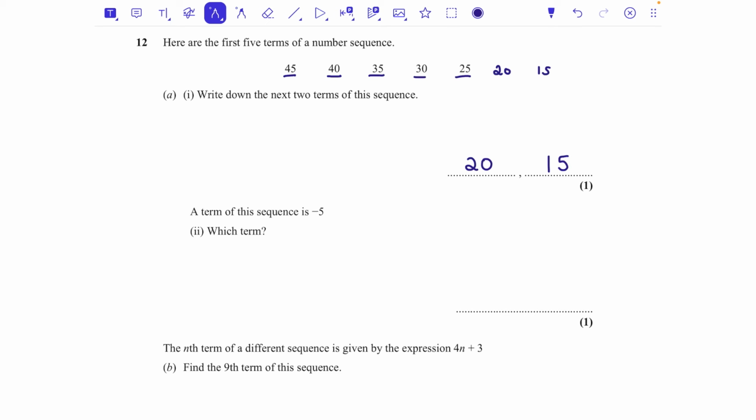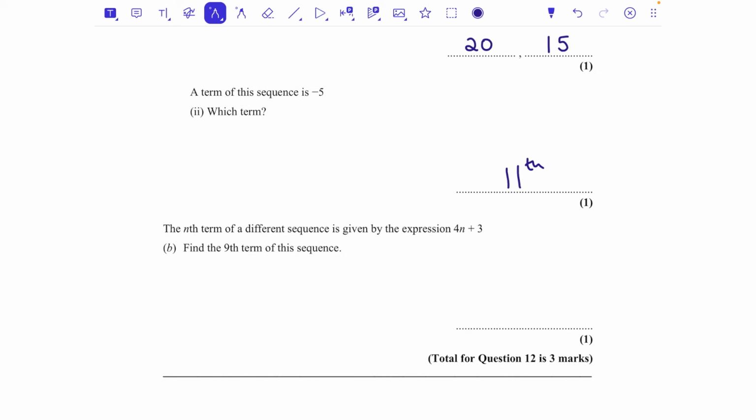It then says a term of this sequence is minus 5. Which term? Well, we're not far off being there, so I would probably just carry this on. 10, 5, and then 0, and then minus 5. So that's 1, 2, 3, 4, 5, 6, 7, 8, 9, 10. It's the 11th term. So 11th is going to be my answer there.